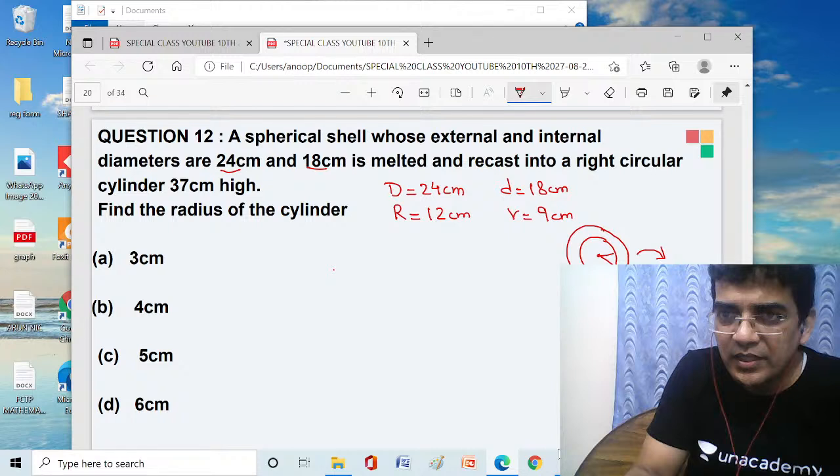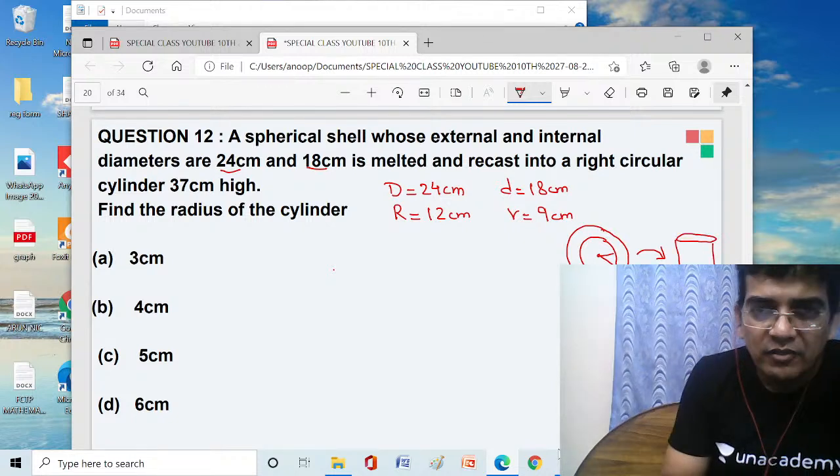Now remember one thing. When one solid is converted into another solid, that is the conversion of solid from one shape to the other shape, in that case volume is equal. So whatever is the volume of material in this shell, that will be equal to volume of material in this cylinder. We are melting and recasting it into another shape, so volume will remain same, volume will not change.